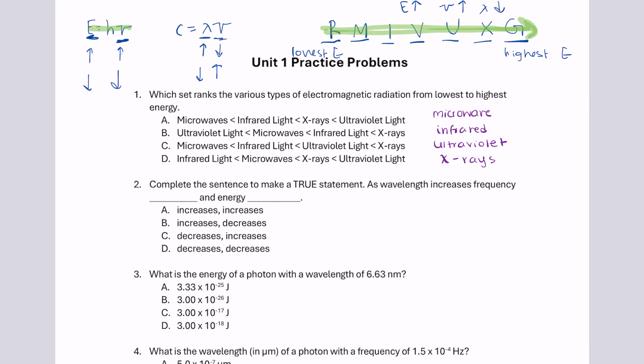Now that we have this foundation, let's return to the original question. We need to rank microwaves, infrared light, ultraviolet light, and X-rays from lowest to highest energy. Looking at our spectrum, microwaves have the lowest energy among these, followed by infrared, followed by ultraviolet light, and then finally X-rays, which have the highest energy. This matches answer choice C.